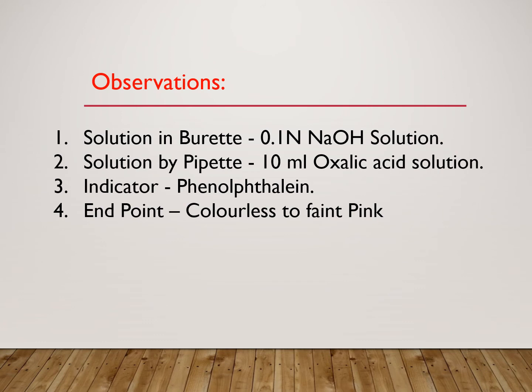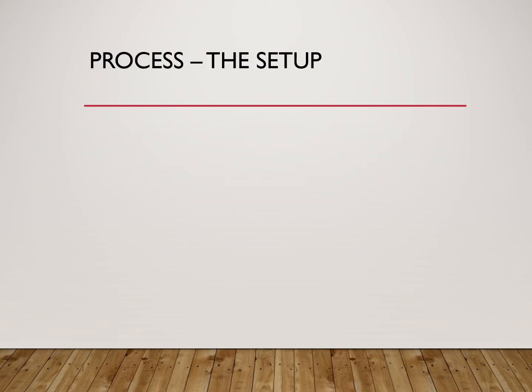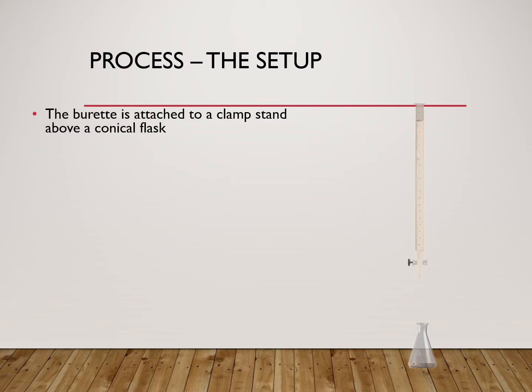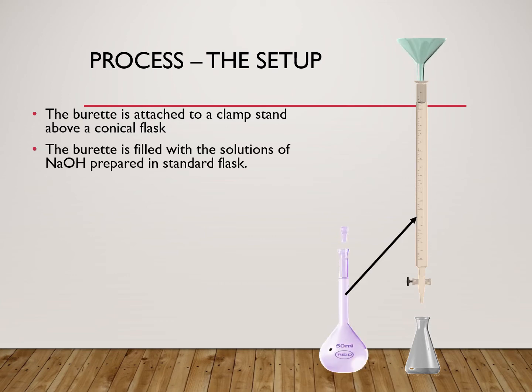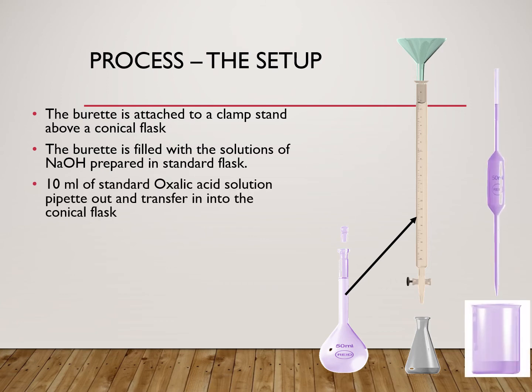Observations are: solution in burette, 0.1 normal NaOH solution; solution by pipette, 10 ml oxalic acid solution; indicator, phenolphthalein; end point, colorless to faint pink. The exact process or the setup can be like this. The burette is attached to the clamp stand above the conical flask. The burette is filled with the solution of NaOH prepared in the standard flask. 10 ml of oxalic acid solution is pipetted out and transferred into the conical flask.